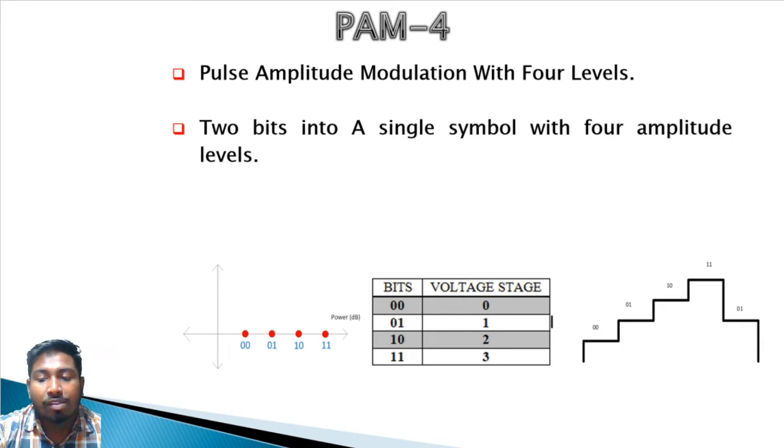Basically, PAM4 is a modulation scheme that combines two bits into a single symbol with 4 amplitude levels. That effectively doubles the network data rate.